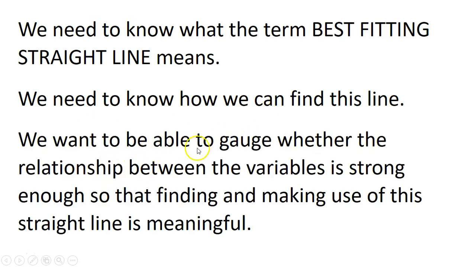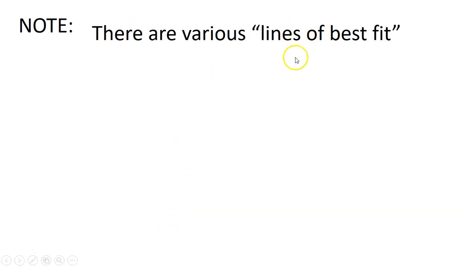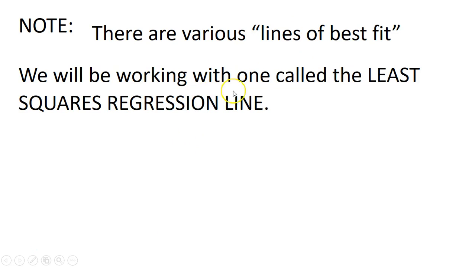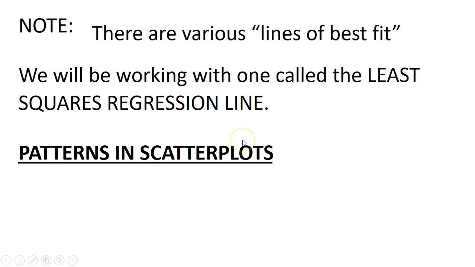And we want to be able to gauge whether the relationship between the variables is strong enough so that finding and making use of this straight line is meaningful. Just because we find it doesn't mean that it's useful. Okay. So note, there are various lines of best fit, and we will be working with one called the least squares regression line. All right, it's called the least squares regression line.